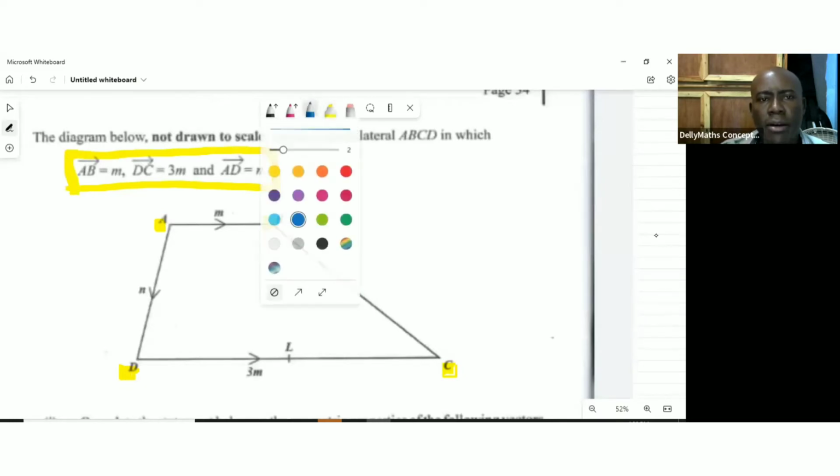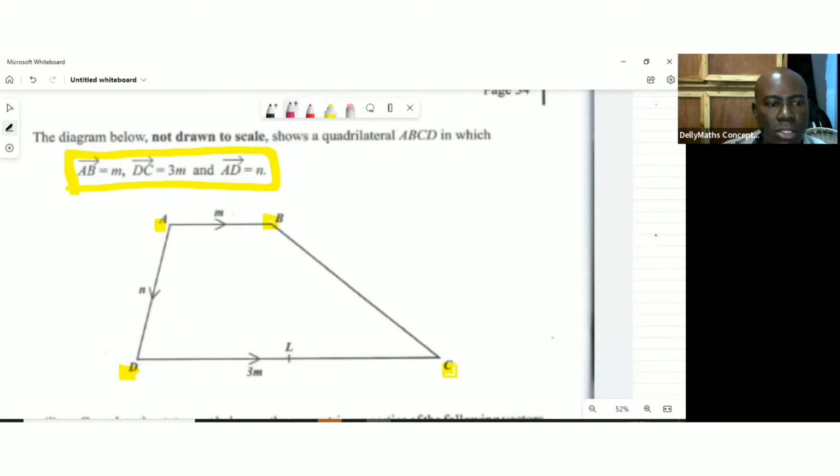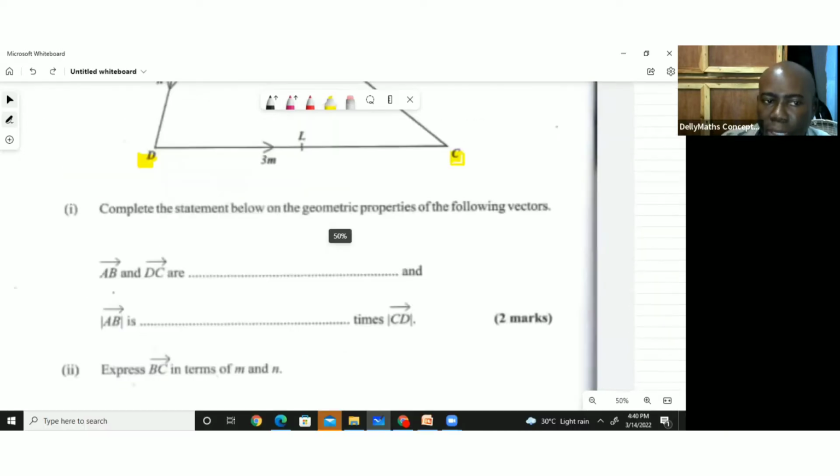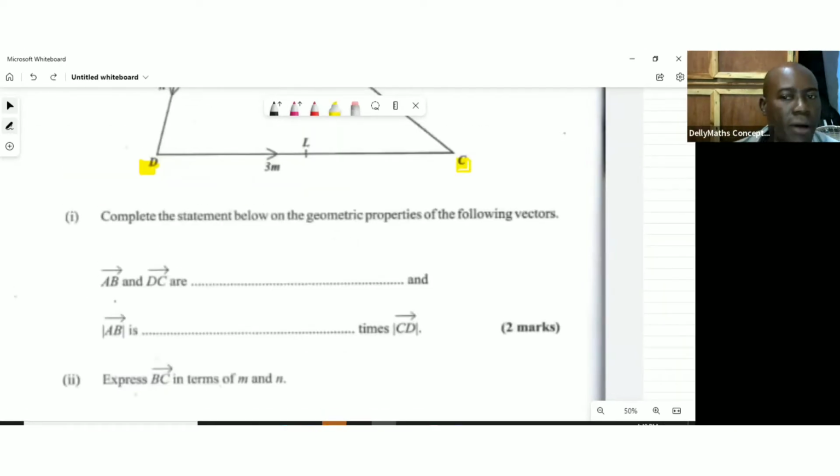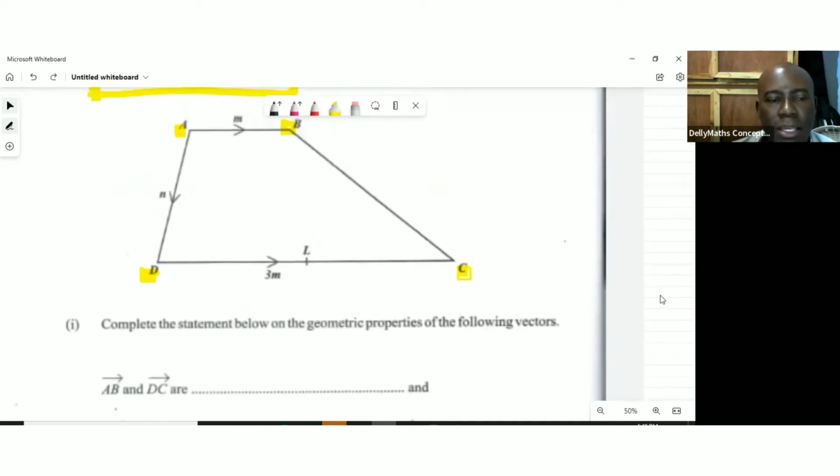It is already labeled for us, so we can see where they put the necessary labels. Complete the statement below on the geometric properties of the following vectors. They're asking us, AB and DC are what? AB is this vector here, and DC is this vector here. To see how they're related, look at what they represent. AB is represented by M. DC is represented by 3M.